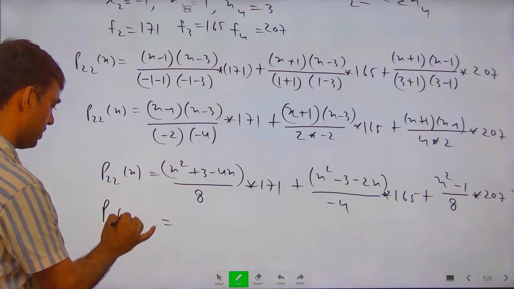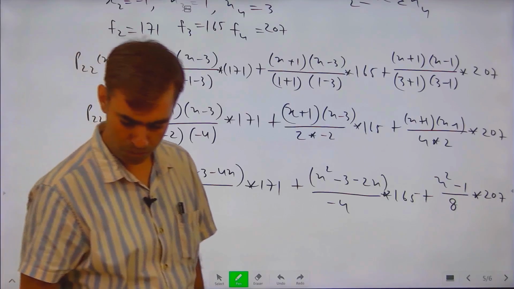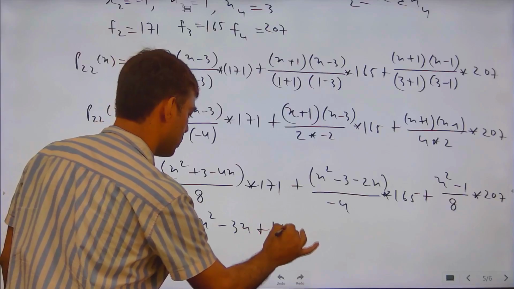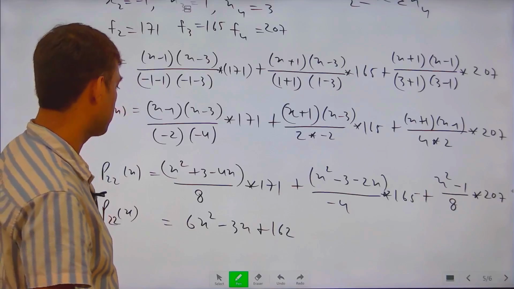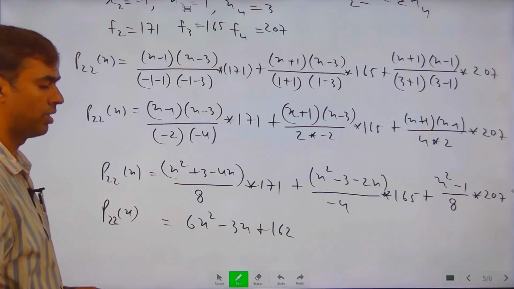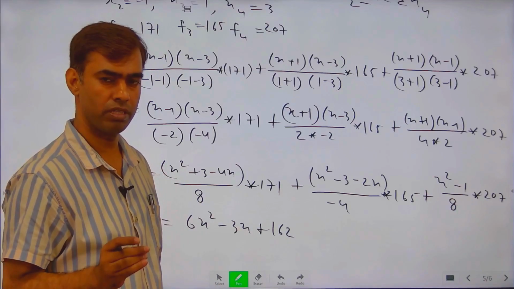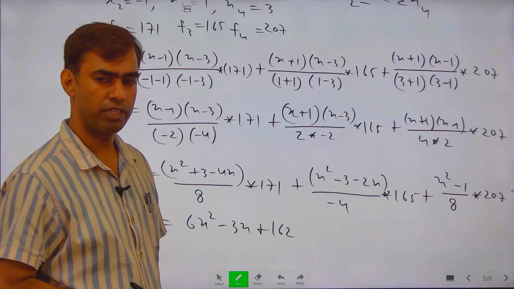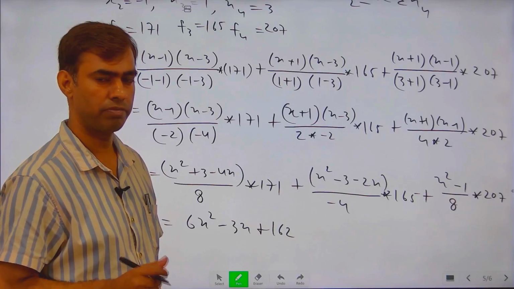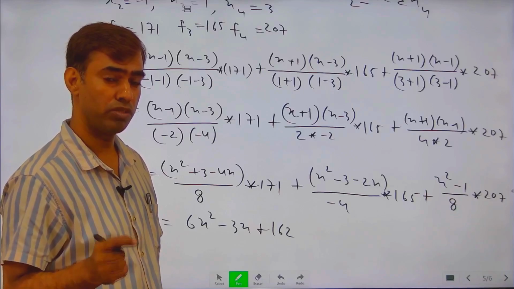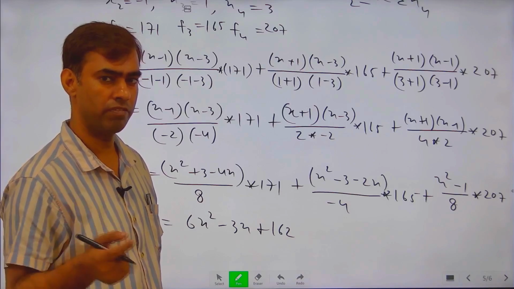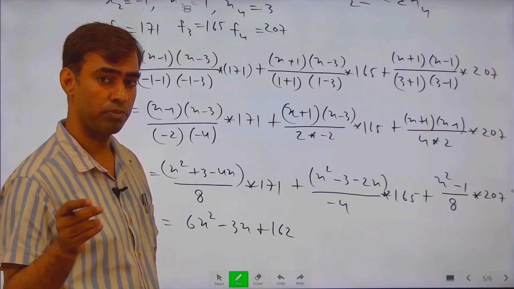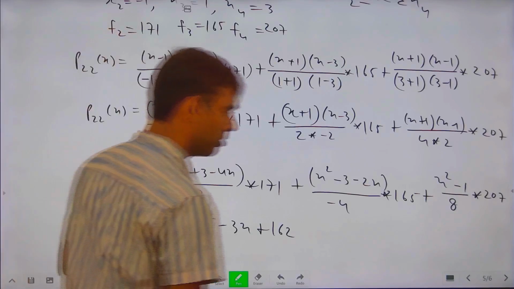If we simplify more, what is P22x? P22x is 6x square minus 3x plus 162. So, this one is the result. It is very simple: we just write a Lagrange interpolating formula for x0, x1, x2 and corresponding values of f0, f1, f2, and putting the values of x0, x1, x2, f0, f1, f2, we are able to fit a first polynomial. Similarly, corresponding to the data x2, x3, x4 with f2, f3, f4, we write the Lagrange interpolation formula using those values and putting the values, we get this result.